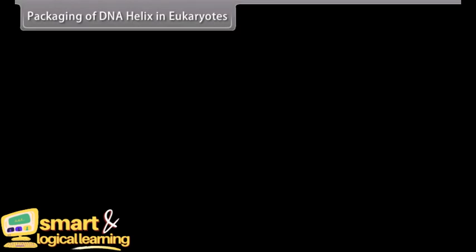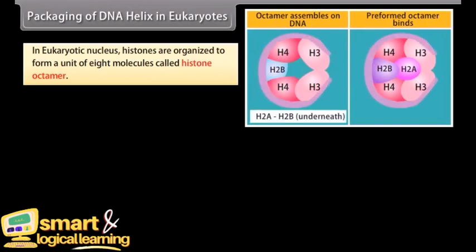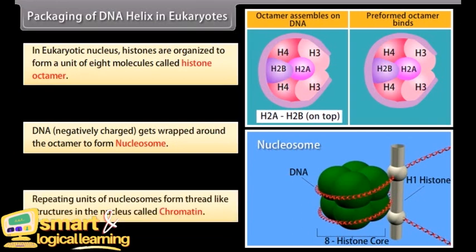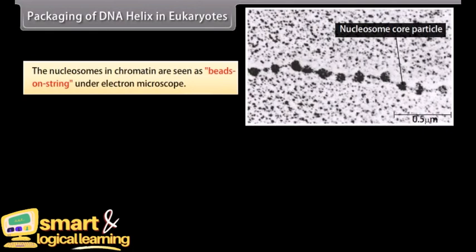Packaging of DNA helix in eukaryotes. In the eukaryotic nucleus, histones are organized to form a unit of 8 molecules called histone octamer. Negatively charged DNA gets wrapped around the octamer to form a nucleosome. Repeating units of nucleosomes form thread-like structures in the nucleus called chromatin. The nucleosomes in chromatin are seen as beads on a string under the electron microscope.